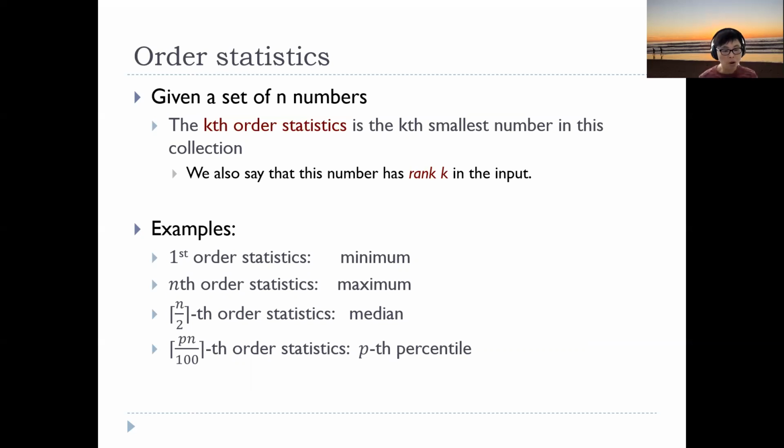Here are some common ones that we've seen before. The first order statistic is just the smallest number, the minimum. If you have n numbers, then the nth order statistic is the largest, because its rank is n. The n over 2th order statistic is our median, the one whose rank is in the middle, so it's the n over 2th smallest number in the entire collection. Sometimes when we talk about the pth percentile of your data, that is referring to the pn over 100th order statistic. We've seen this before, although not in this specific language.